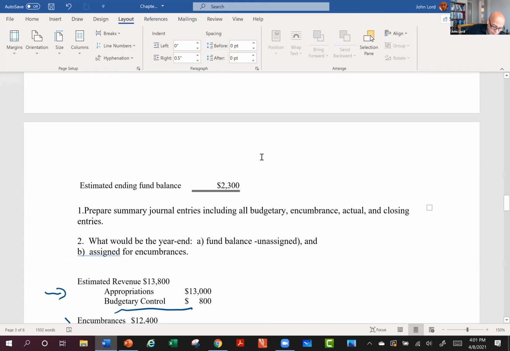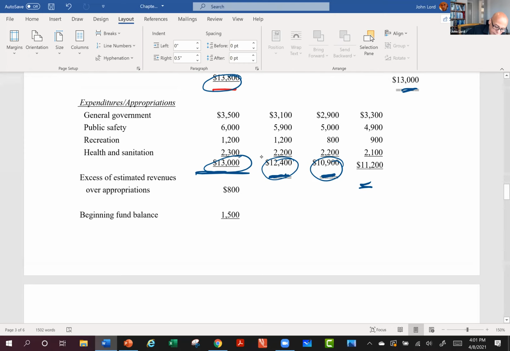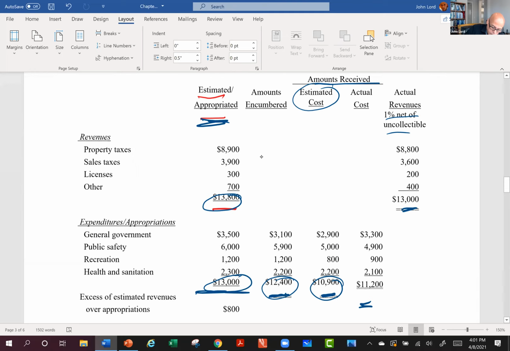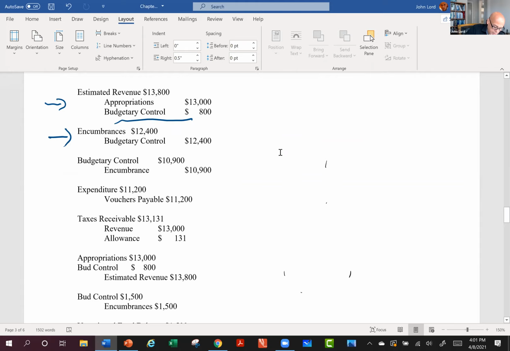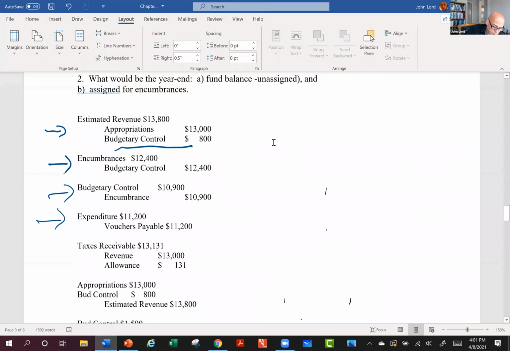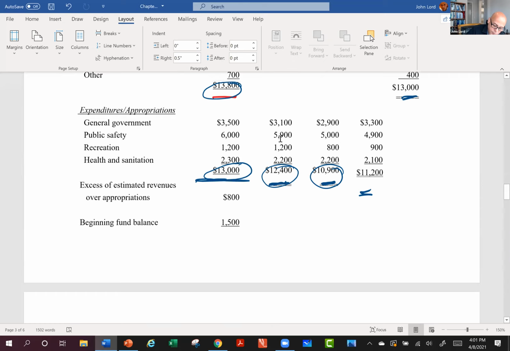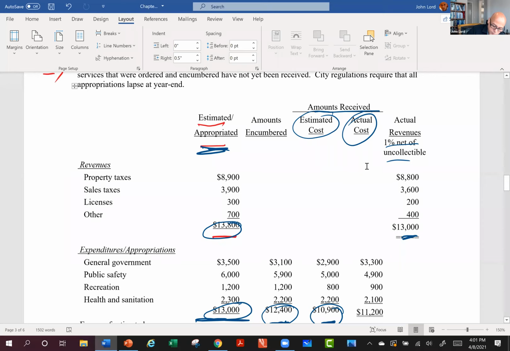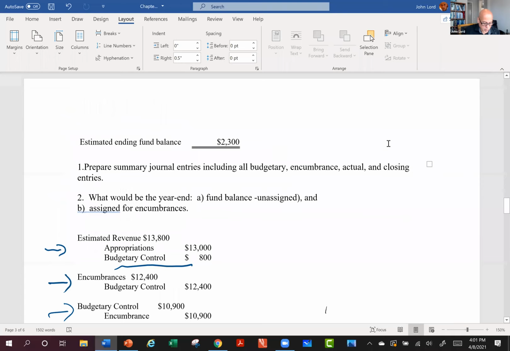Then they tell me that they received 10,900 of that, okay, at the budgeted amount, at the estimated amount, 10,900. So I debit the budgetary control 10,900. I credit expenditure slash voucher payable cash, whatever, for the actual amount, don't I? Questions so far? This is kind of a fun question. Okay, good.